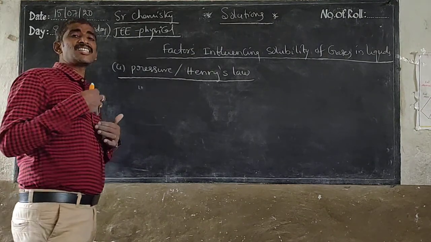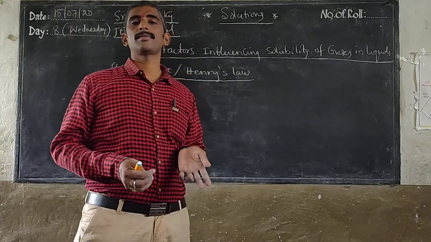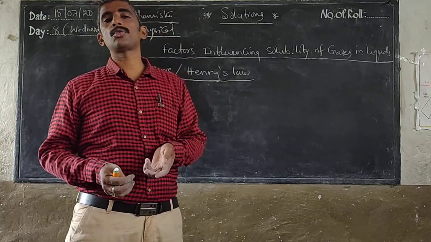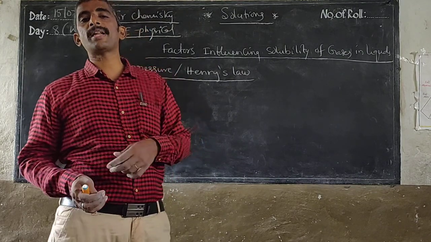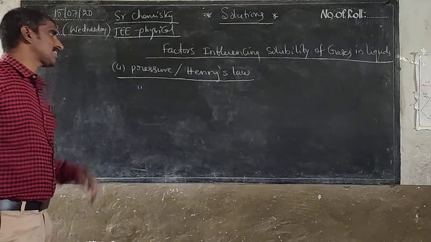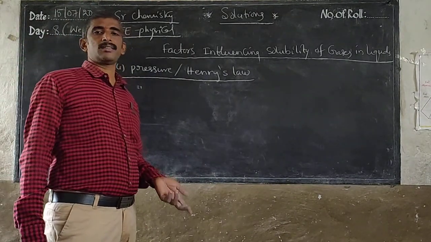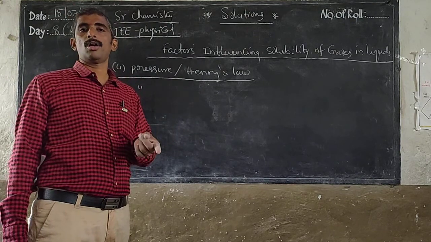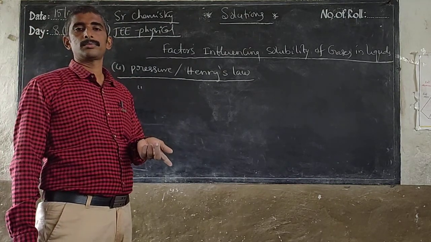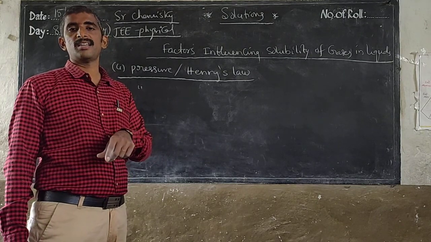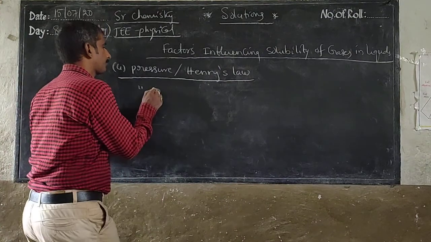The amount of gas, the mass of gas dissolved per unit volume of the solvent, is proportional to the pressure of the gas at a given temperature. That is Henry's law. Once again, the statement.